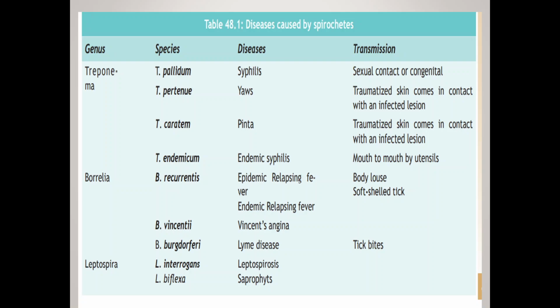Diseases caused by spirochetes. We will study the genus Treponema, species pallidum, the causative agent of syphilis; the genus Borrelia, with Borrelia recurrentis, the causative agent of epidemic relapsing fever and endemic relapsing fever; Borrelia burgdorferi, the causative agent of Lyme disease; and the genus Leptospira, species Leptospira interrogans, the causative agent of leptospirosis.